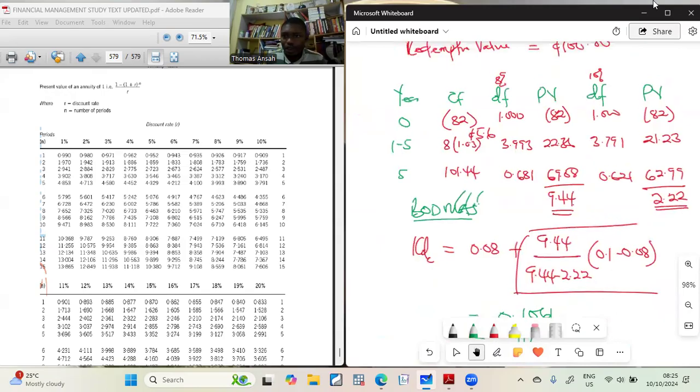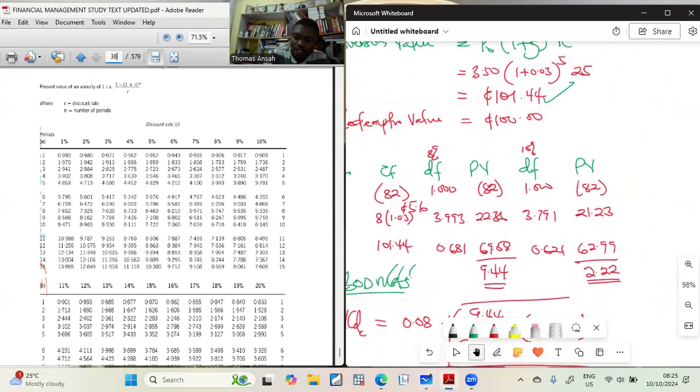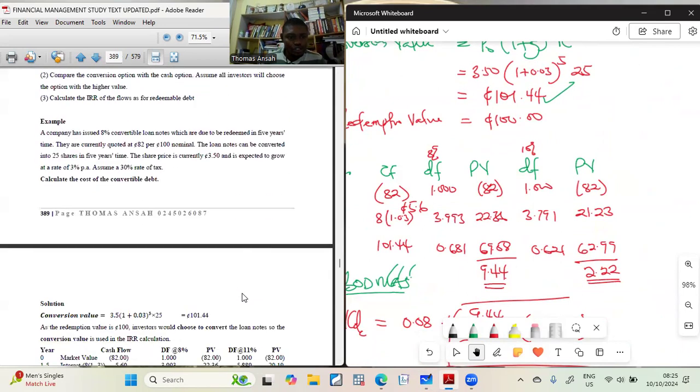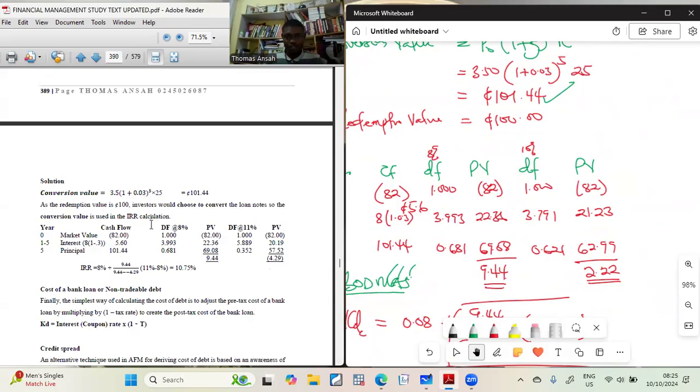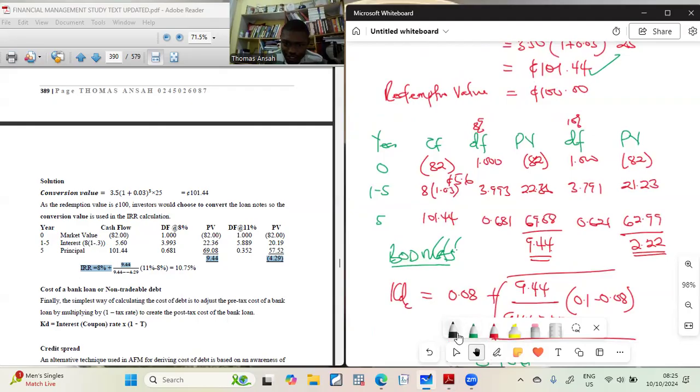Where were we in our page? I think we were at page 389, sorry. So that is how you do your convertibles. In this one, the rates that we used were 8% and 11%. If you round this, I think you are close. So that is how you do the conversion. First, find the conversion value and the redemption value, whichever is higher, just to replace this part, but you are still doing IRR. So take note of that.